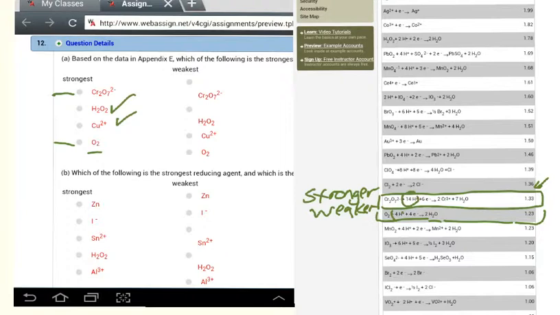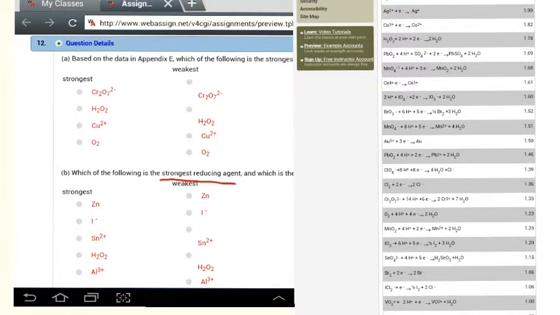Now in the second part, B, they want to know which is the strongest reducing agent. So that's something that gets oxidized very easily. So when we're looking at our table, it's going to be a sort of different situation. And I don't really see any of the ones that I've got in my example here on there.